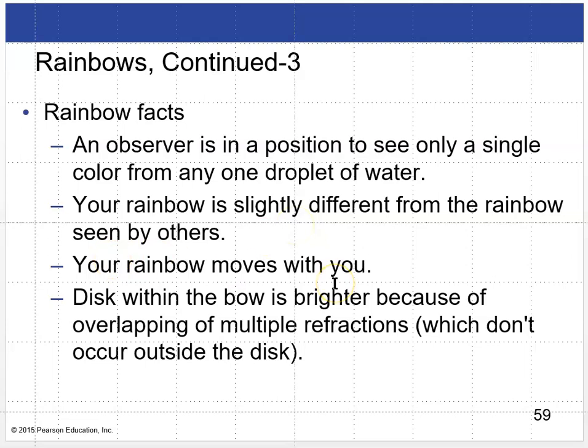Your rainbow moves with you. So if you move, your rainbow goes with you. And this is especially true on a plane. The plane is moving maybe 600 miles an hour, and your rainbow keeps up with you. The disk within the bow is brighter because of the overlapping of multiple refractions, which don't occur outside the disk.